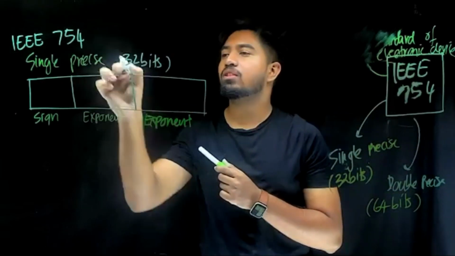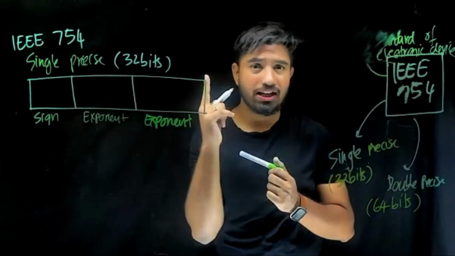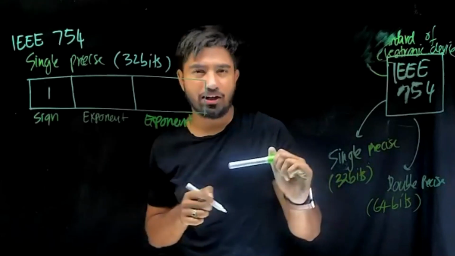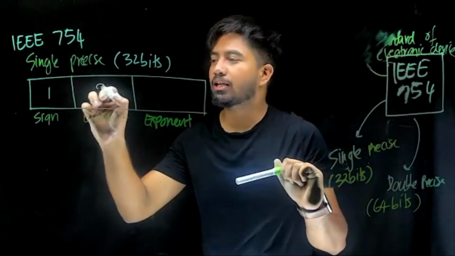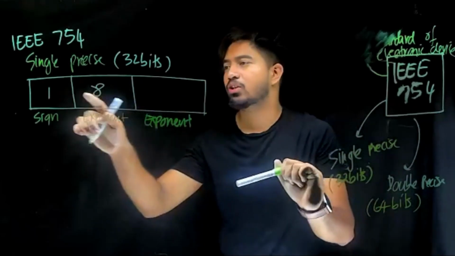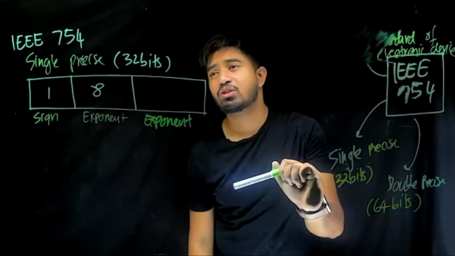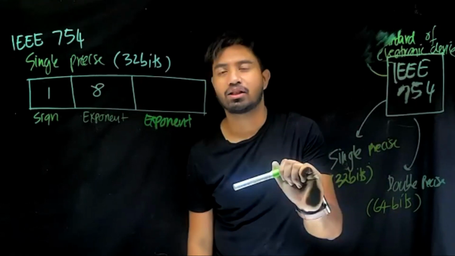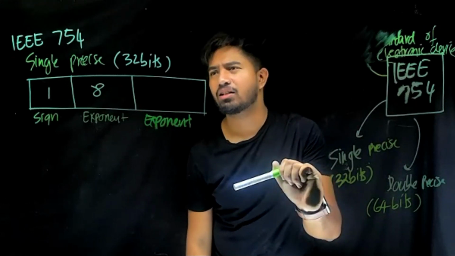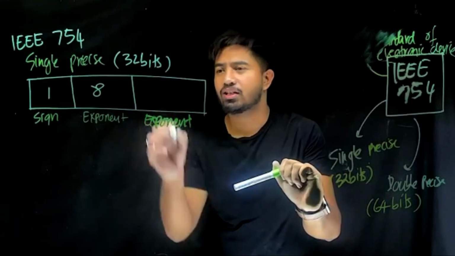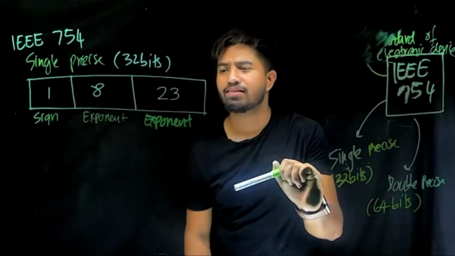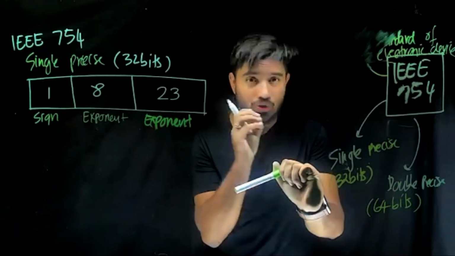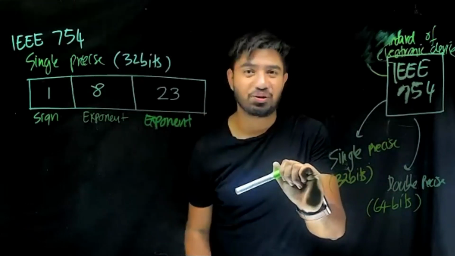So let us see how this 32 bits is allocated. For the sign you use 1 bit, for the exponent 8 bits. So here you have 9, 32 minus 9 is 23. So here you will have 23 bits for the mantissa. Got it? Again, your answer should be 32 bits.